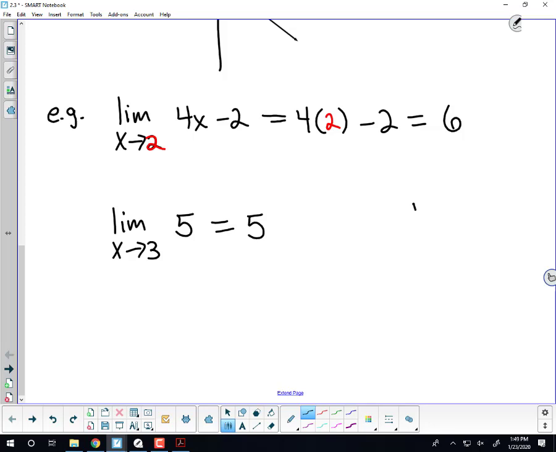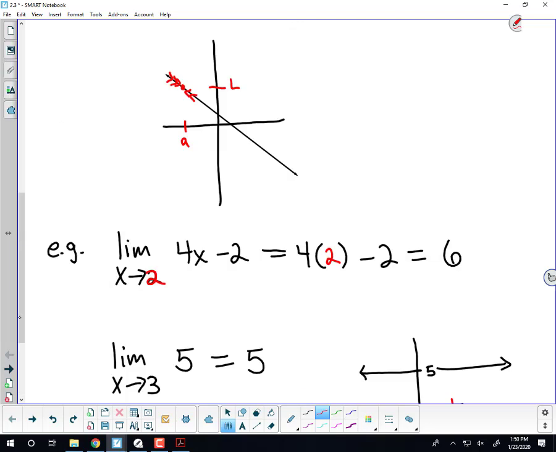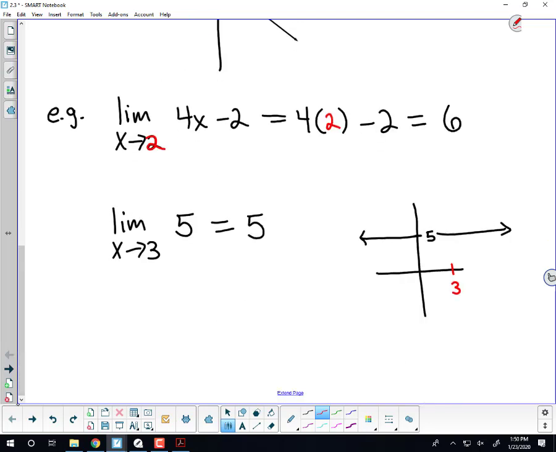So it could be helpful just to think about the graph. Here's a y value of 5. Here's our line. There's x equal to 3. The y value is always 5. So even though there's nothing to plug in here, anytime you compute a limit on a constant, it's always just that constant.